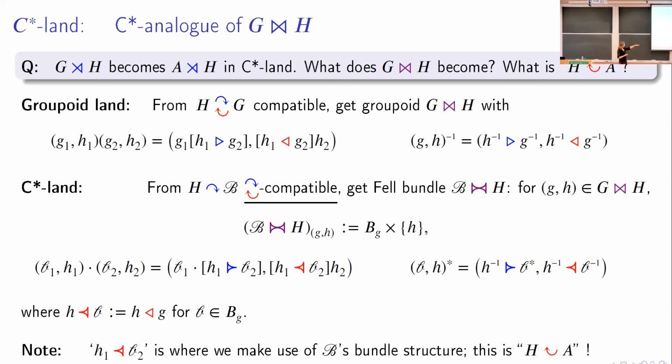And just as I mentioned before, this part here, this is where I need that I started with a Fell bundle. I started with something that is fibered. I started with something that knows what my group G is. And this is basically the backwards action of my C-star algebra on my groupoid.